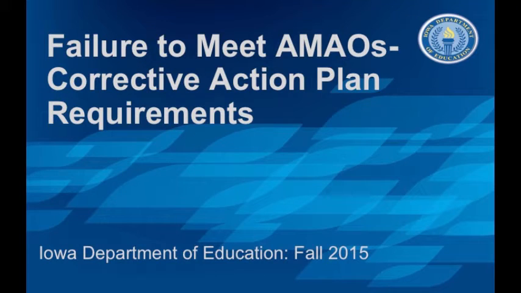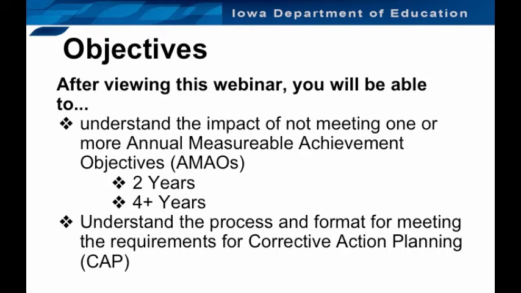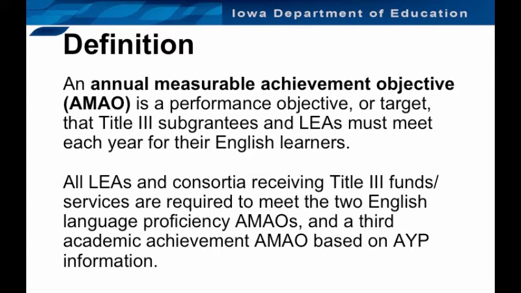Welcome to the Iowa Department of Education's Failure to Meet AMAOs Corrective Action Plan Requirements webinar. Objectives for this webinar include to understand the impact of not meeting one or more annual measurable achievement objectives, or AMAOs, after 2 years and also 4+ years, and to understand the process and format for meeting the requirements for corrective action planning.